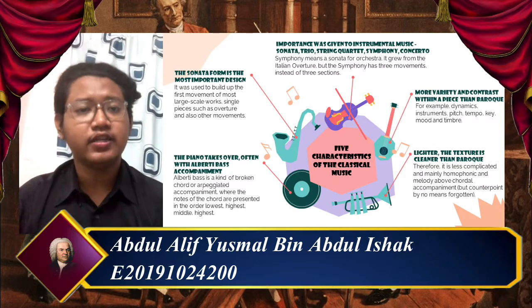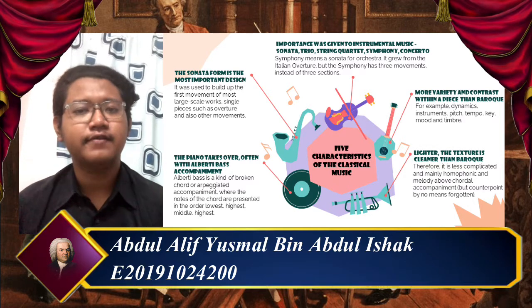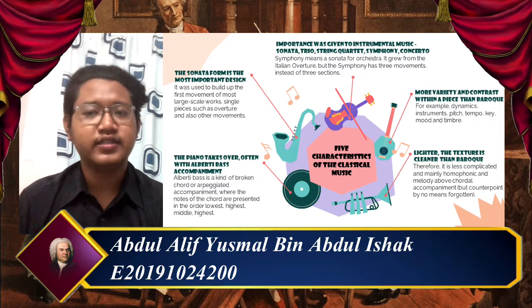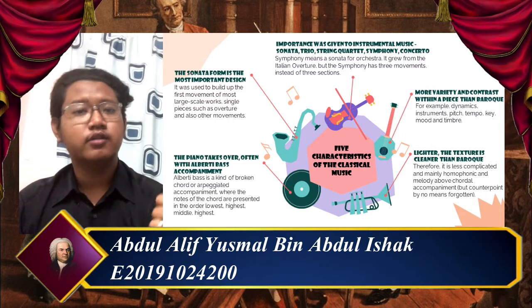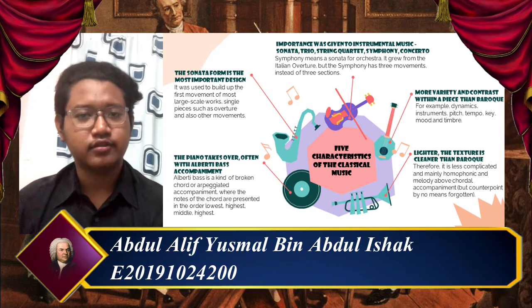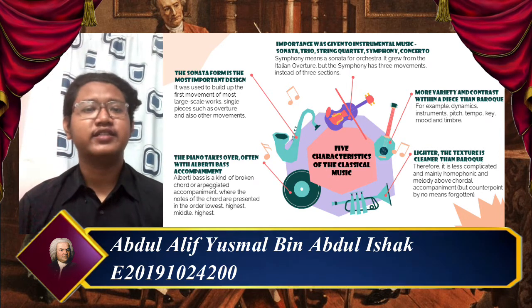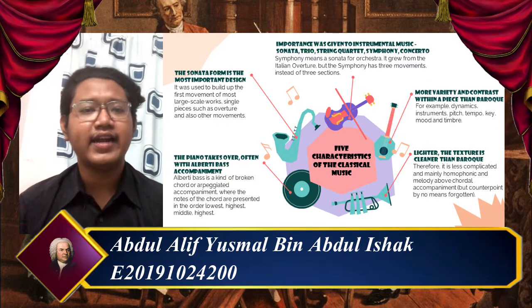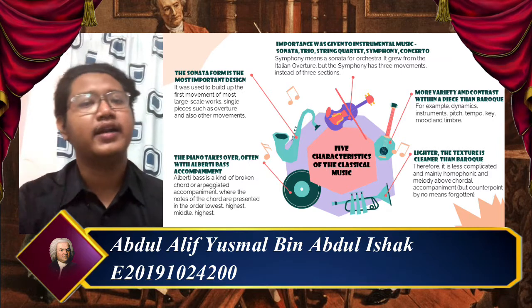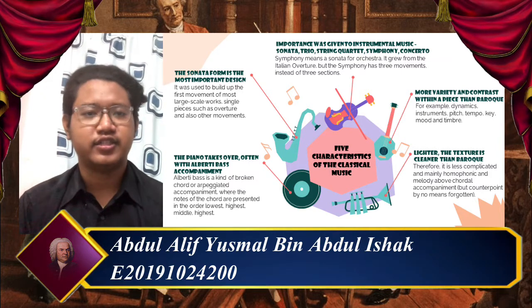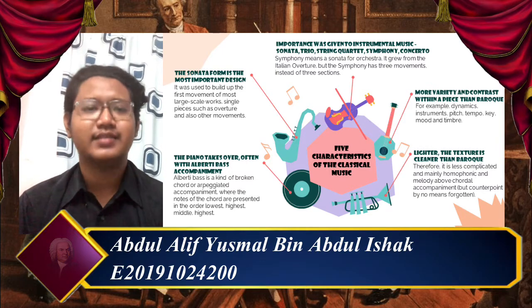For the last one, number 5, importance was given to instrumental music. For example, sonata, trio, string quartet, symphony, and concerto. Symphony means a sonata for orchestra. It grows from the Italian overture, but the symphony has 3 movements instead of 3 sections. That's all. Thank you.